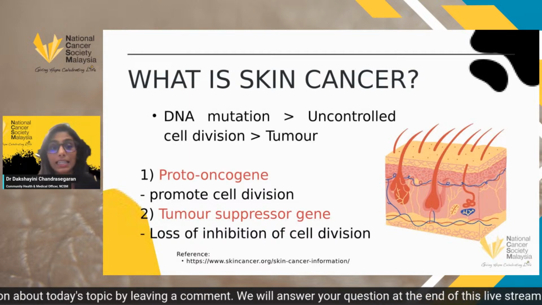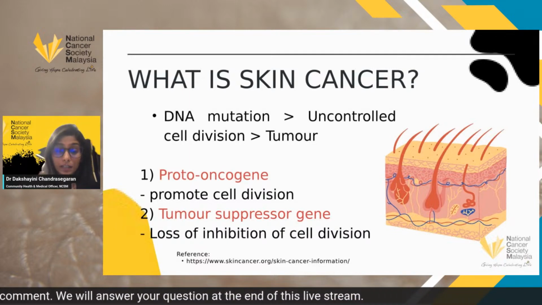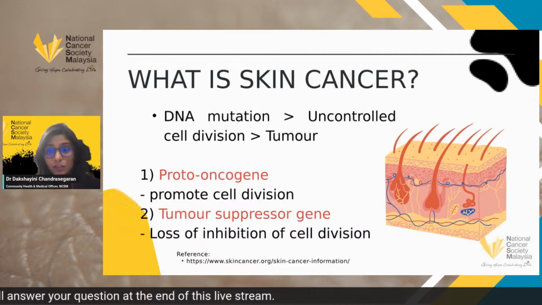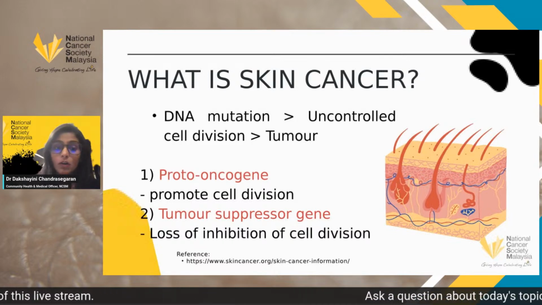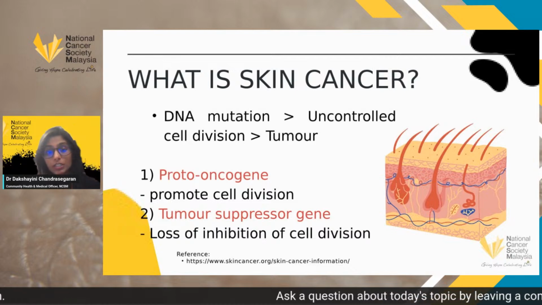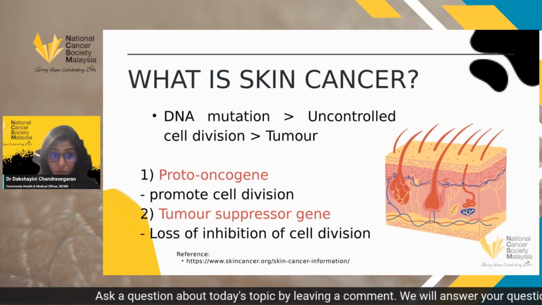So, what is skin cancer? Skin cancer is uncontrolled growth of cells within the skin. So, when would a tumor develop? A tumor would develop when there is some sort of DNA mutation, which leads to uncontrolled cell division, and then you get a mass or a tumor.